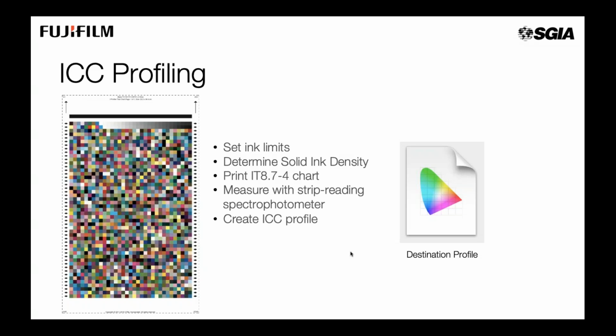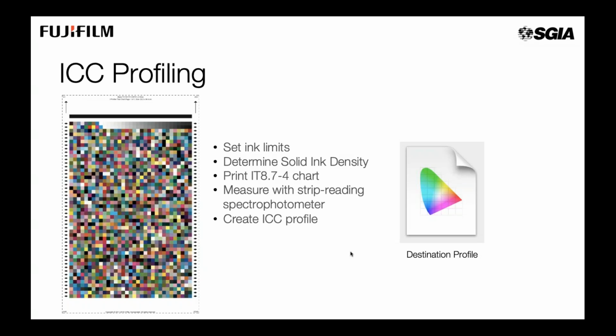Typically, if I increase the solid ink density on an inkjet device, I'm actually slowing it down. So I'm not going to get as many beds per hour. And that can have a huge effect on my productivity. So I've got to find that happy medium of what is the proper solid ink density for a job, or at least know how many beds I'm capable of creating and producing without killing my budget. So that's the first thing we need to do. Second thing we need to do is we print an IT8/4 chart.